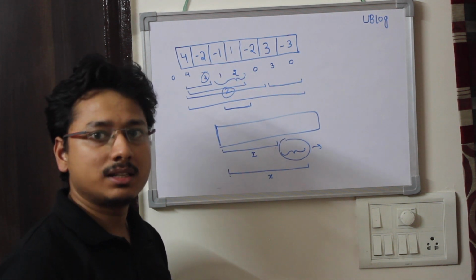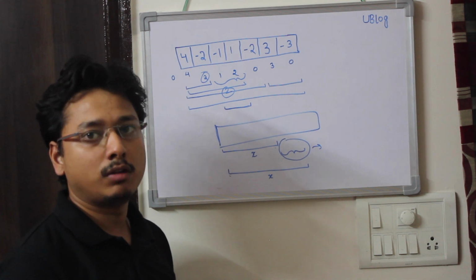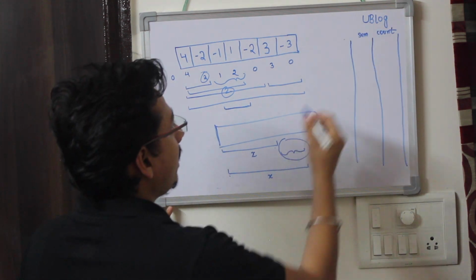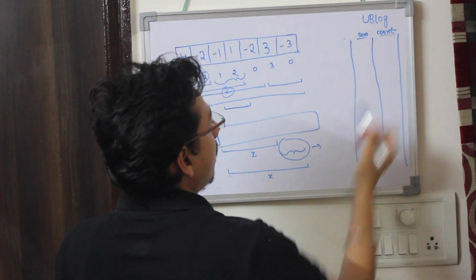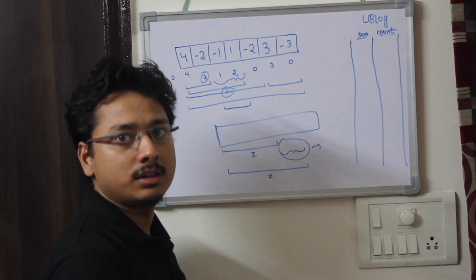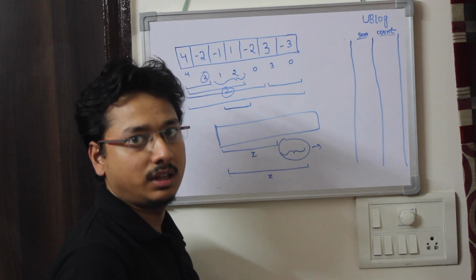Let us now create a table and solve this problem using that table. Then you will be able to understand it more. Basically I'll have a sum and a count, and I'll store the sum and the count of the occurrences of all these sums in the array.